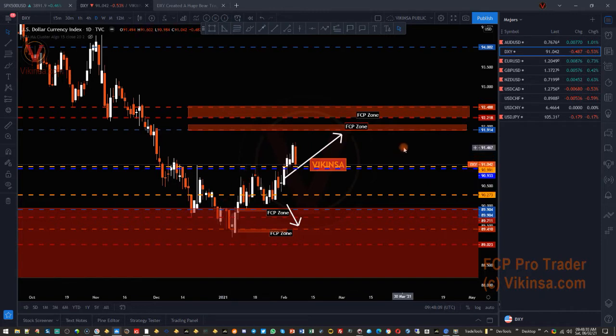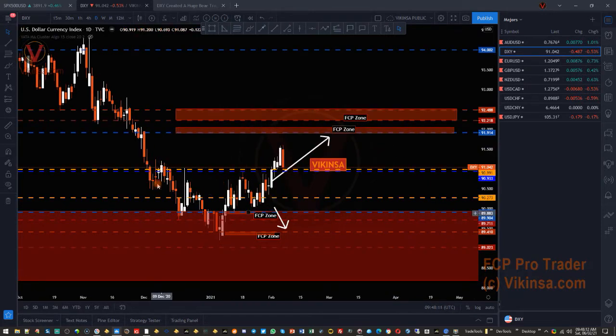Just to revise, what we had here is an inverse head and shoulders on DXY, and then the market broke the neckline. Now it has come back to test this trend line, neckline. If this neckline is maintained, if it is not broken again to the downside, then we are looking for an upward move, and that means the dollar is going to get stronger. And the dollar is a combination of several currency pairs, and one of them is USD-CHF.